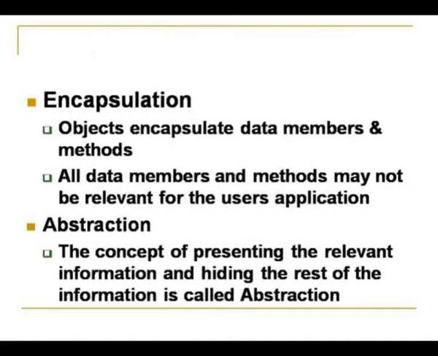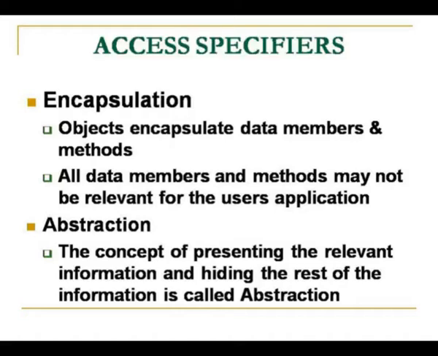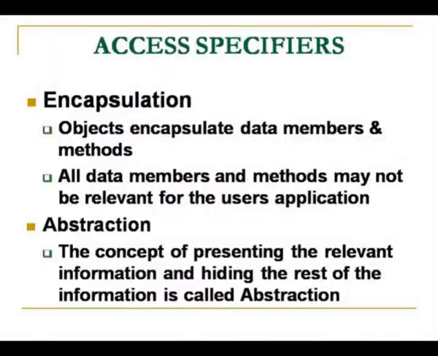Next we move over to access specifiers. Now this access specifier is a new concept that we are going to see today, which is an implementation of two concepts in OOP. First is called encapsulation, the second is called abstraction. Now we have seen that C++ is a language which includes C with classes.